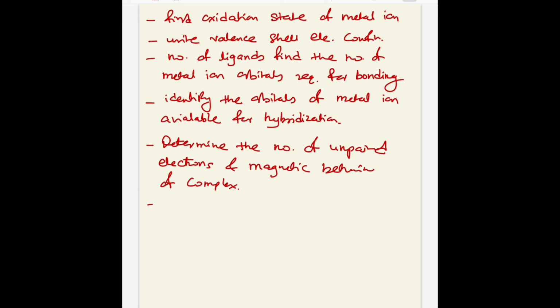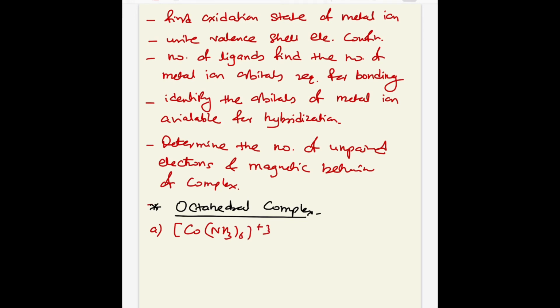Okay, so there are three types of complexes, and we can take examples in VBT. The first complex is the octahedral complex. I'll take an example of an octahedral complex. The first example is [Co(NH3)6]3+ ion, and this complex is a low spin complex.